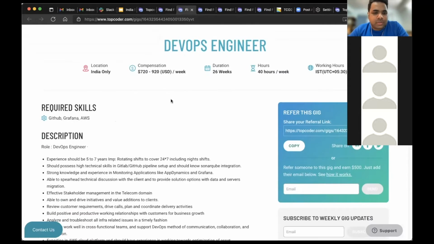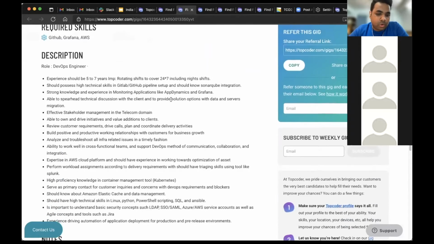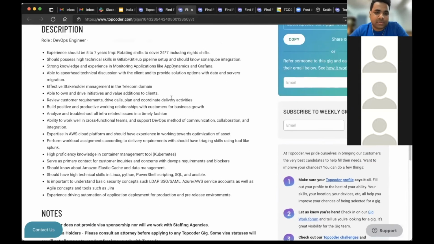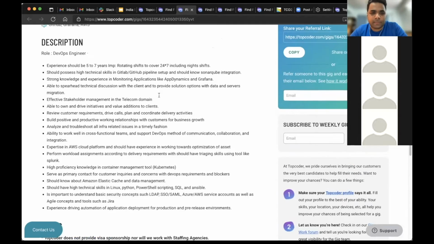Okay, moving on to the next one, it's a DevOps engineer. It's India only again, and you need to be an all-out DevOps person, because I can see literally almost everything over here. It goes without saying that you need to have Kubernetes experience, Amazon ElastiCache, almost everything. You need to be pretty well rounded in terms of the skills required.